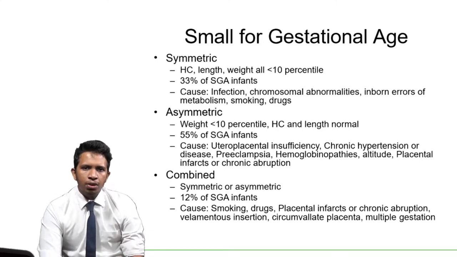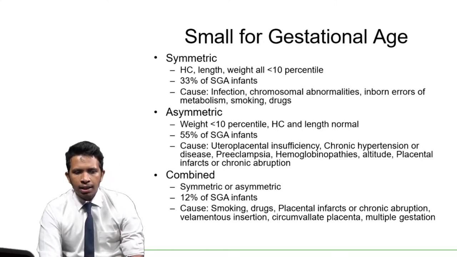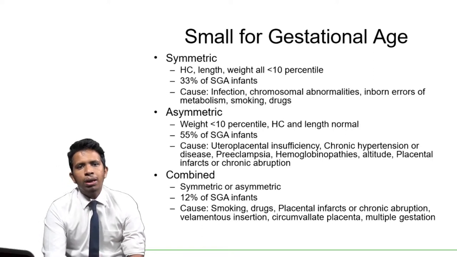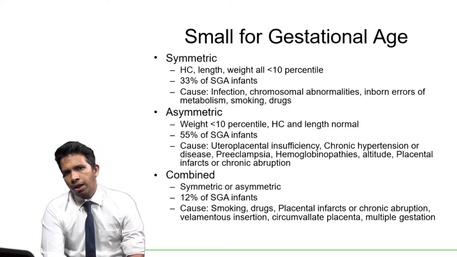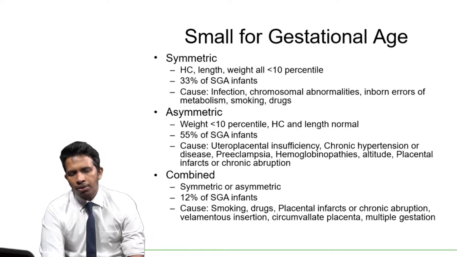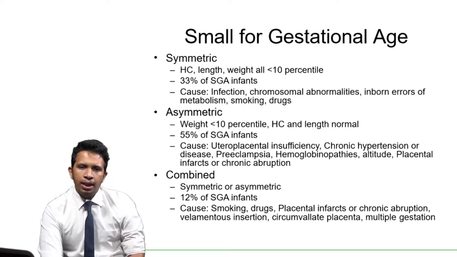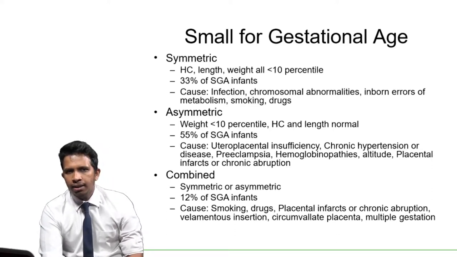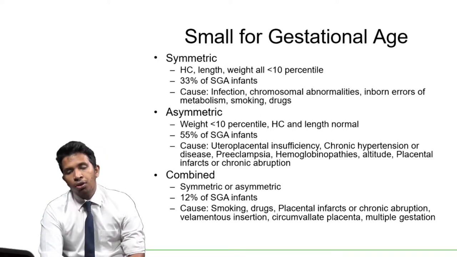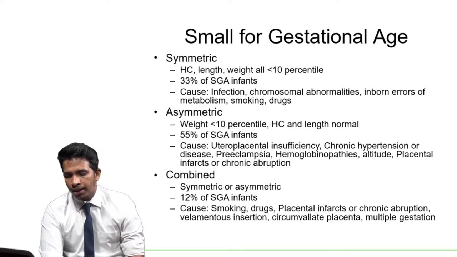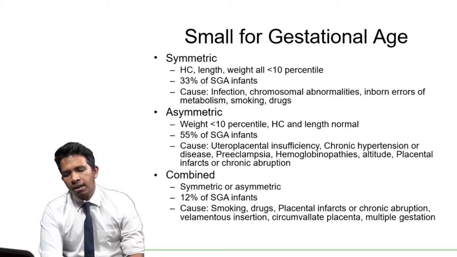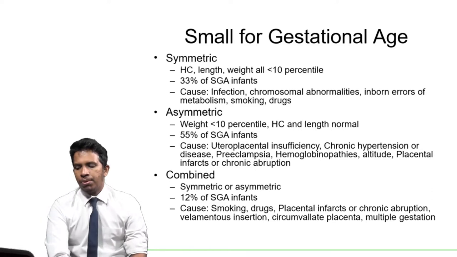So if there is a reduced blood supply coming to the child, that blood is redirected to the brain of the baby, so as to preserve the function of the brain. So the brain grows normally while the rest of the body tends to grow less. That's why the weight is less and the head circumference remains normal. The common causes are uteroplacental insufficiency, chronic hypertensive disease, preeclampsia, hemoglobinopathies, altitude, placental infarcts, and chronic abruption.